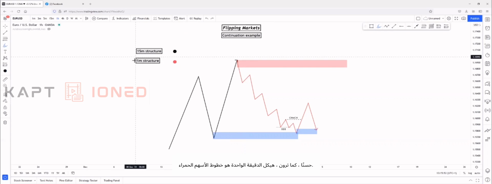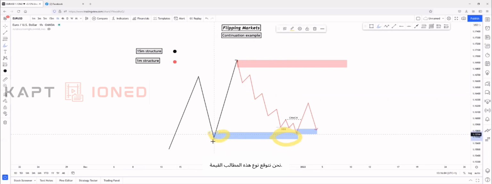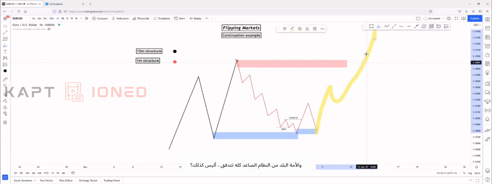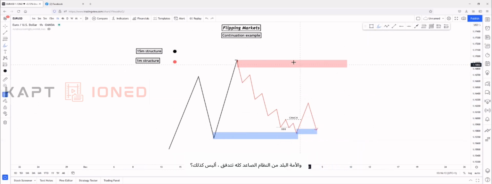Okay, as you can see, the 1-minute structure is the red arrows, red lines. So the pullback started to form on the 1-minute and it's bearish. We are expecting the tap of this valuable demand zone. And after a tap of this valuable demand zone, we can expect a change of character and the continuation of the whole bullish order flow, right?